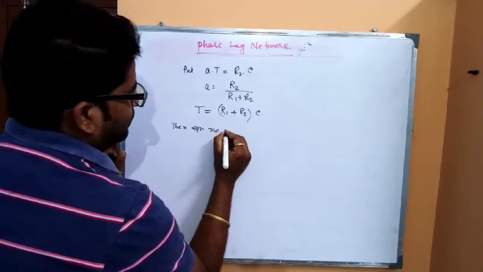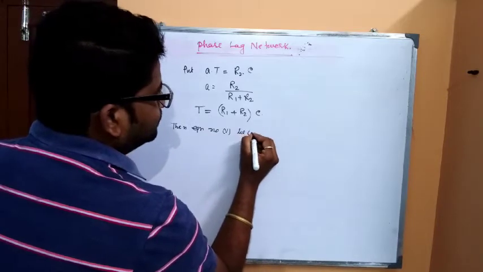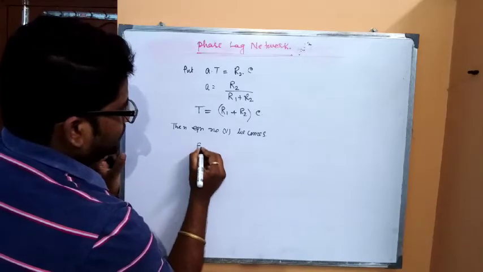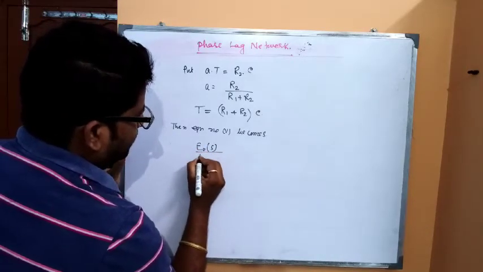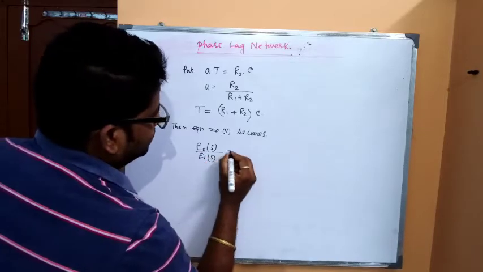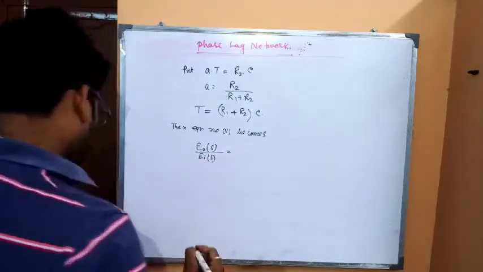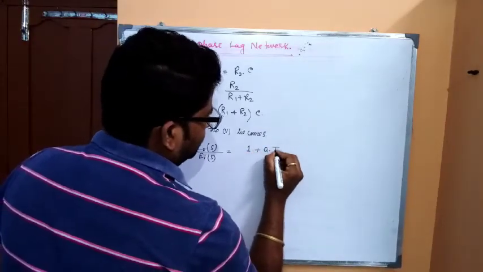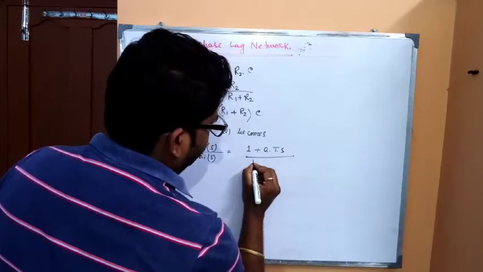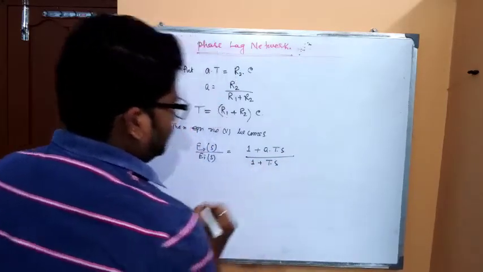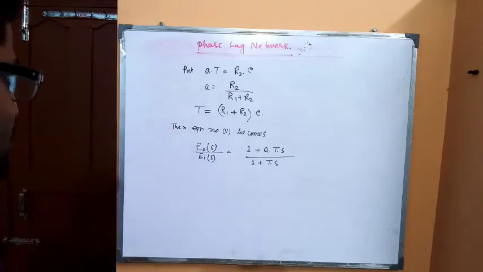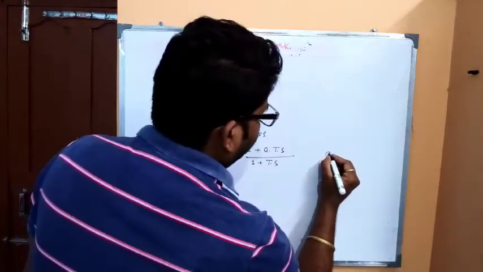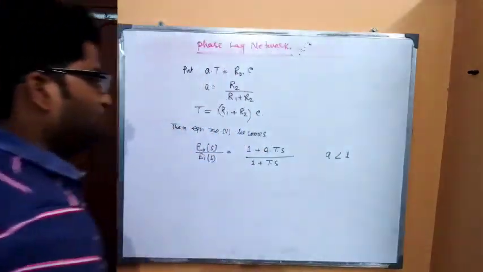Equation number 5 becomes E of 0 by s divided by E of I by s is equal to 1 plus a into t into s divided by 1 plus t into s. From this, the value of a and t is replaced in equation number 5. We got this type of expression, and here a's value is less than 1.